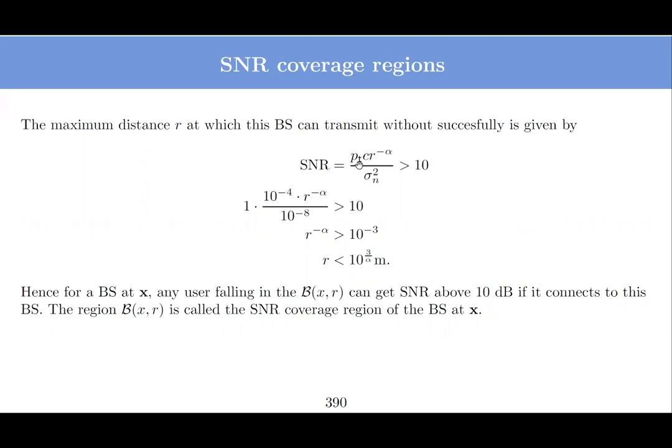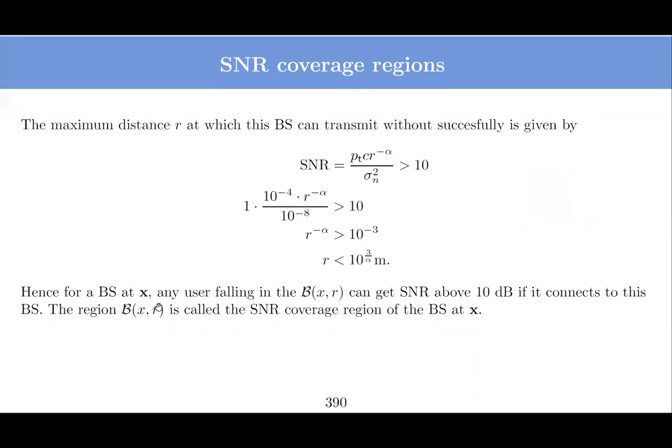So if I put the value of transmit power to be 1, C to be 10 to the minus 4, which is minus 40 dB, R to the power minus alpha, and the noise is 10 to the power minus 8, then I can find out that R should be less than 10 to the power 3 by alpha meters. Okay, so if alpha is 2, this will be 10 root 10 meters, which is approximately 32 meters. So then you can say that within 32 meters around each base station, all the users can get enough SNR.